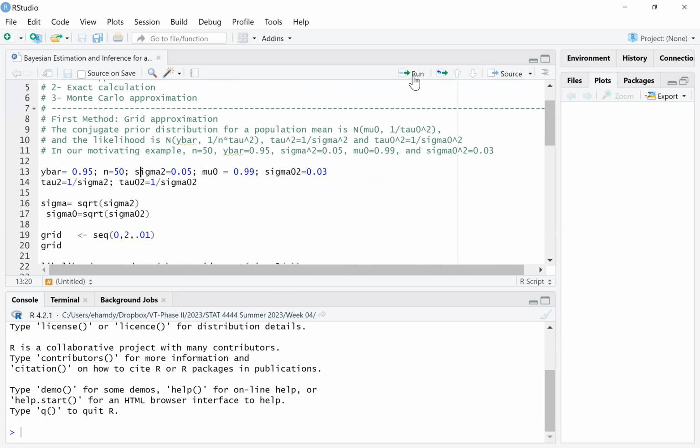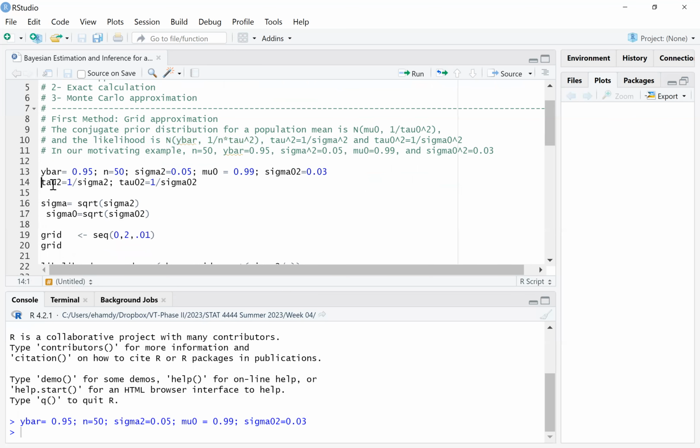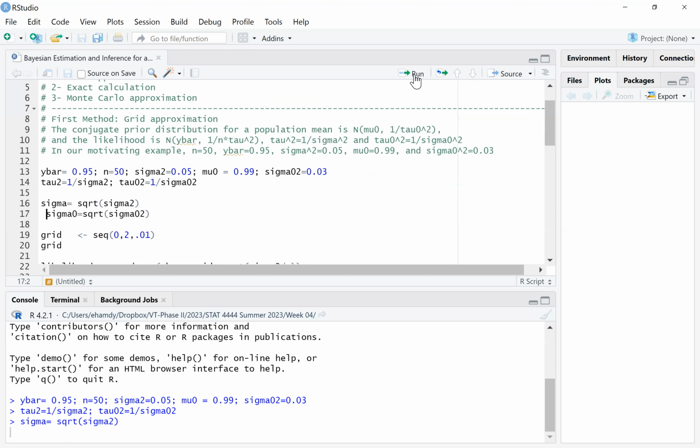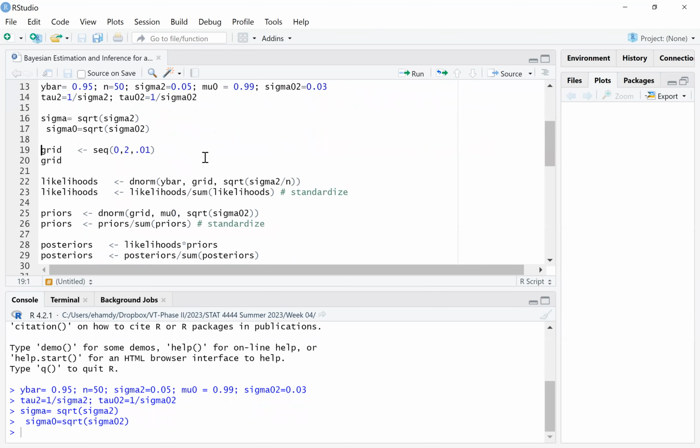So I run these, and then I calculate tau square and tau 0 square, and then I calculate sigma, which is the square root of sigma square, and sigma 0, which is the square root of sigma 0 square. I need them because in R we work with the standard deviation, we do not work with variance. And then I will select some values between 0 and 2.